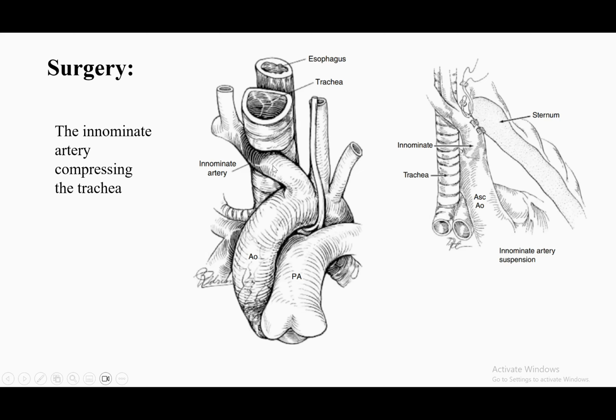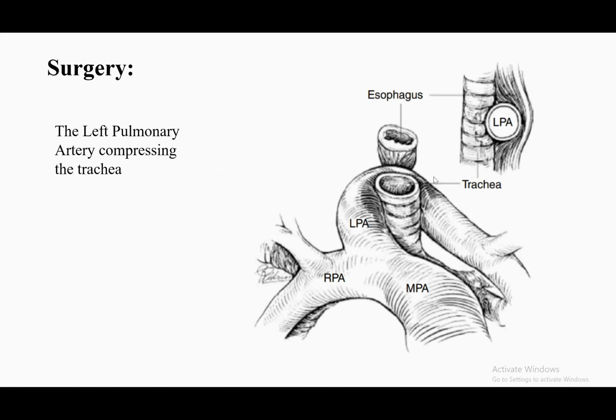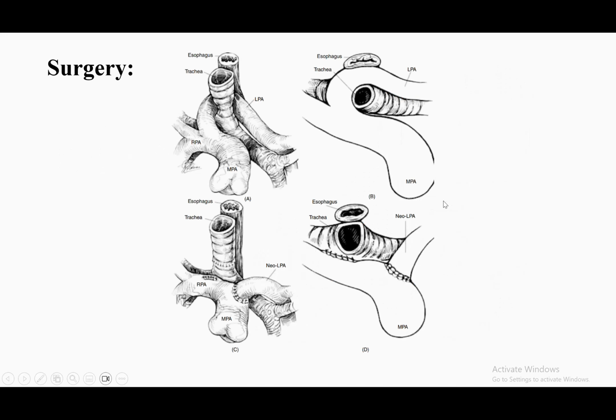This is a case in which the innominate artery compresses the trachea. So in this case, the innominate artery is sutured to the sternum, so it is pulled away from the trachea, relieving the stenosis. The left pulmonary artery compressing the trachea. Correction in this case is more complicated.